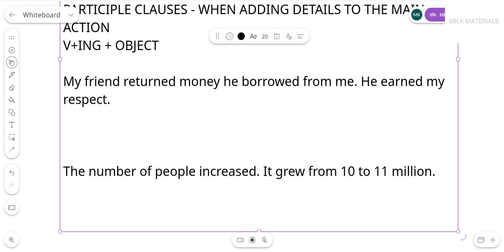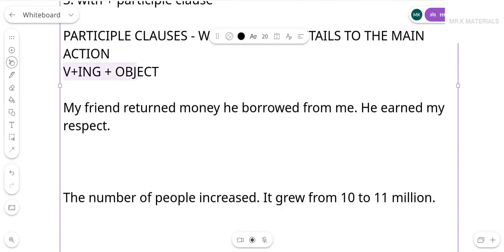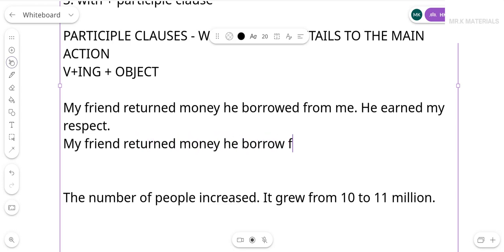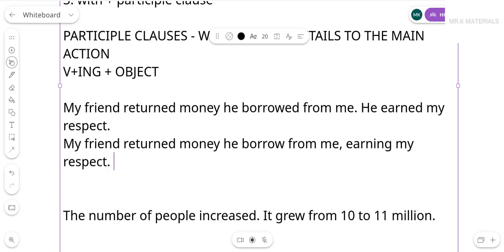Let's start from the first sentence. A participle clause says verb plus ing plus object. So I have my main sentence here: my friend returned money he borrowed from me. I put a comma. Always remember to put a comma to show that right now you're going to have an additional detail, and it's not going to be an adjective or modifier for this. It's going to be an additional part. And I put my verb. What's my verb here? It's earn. Earning my respect.